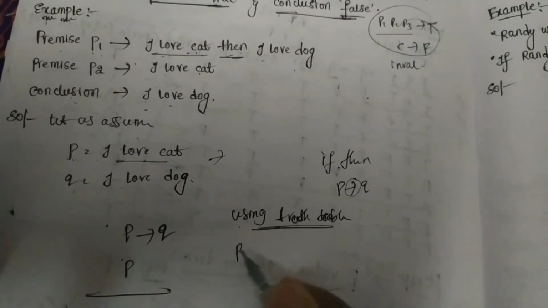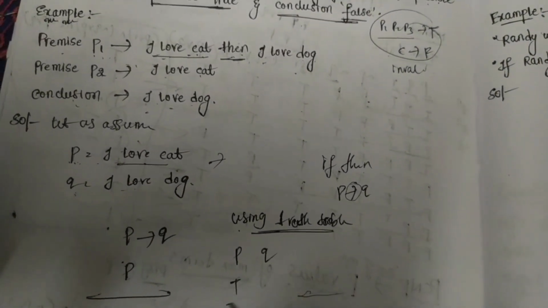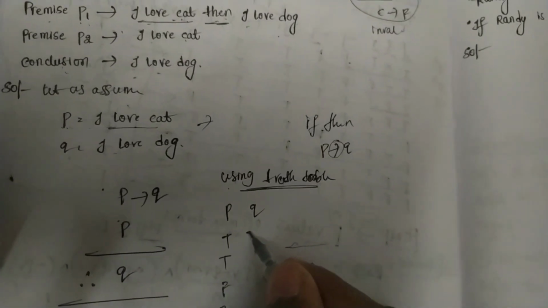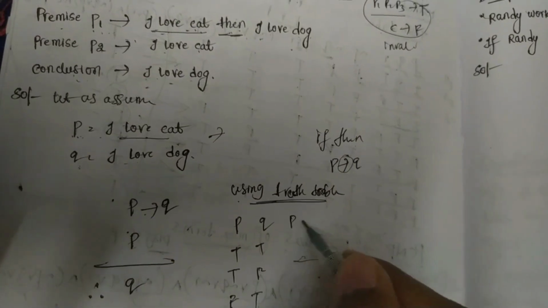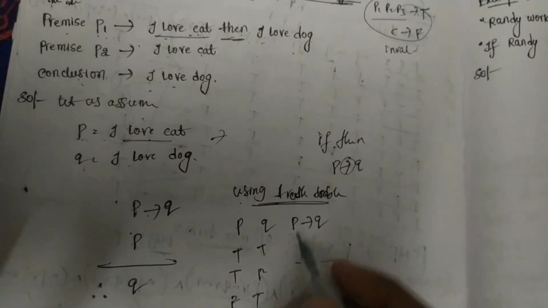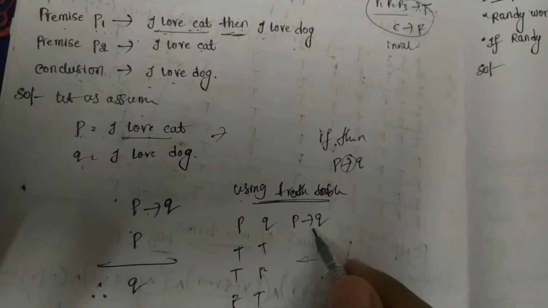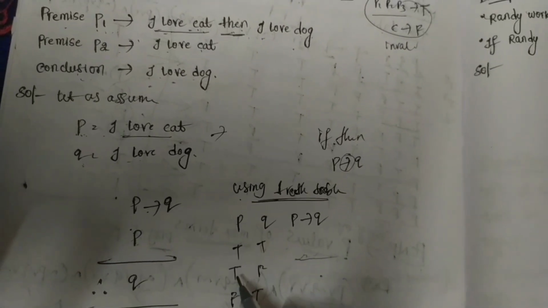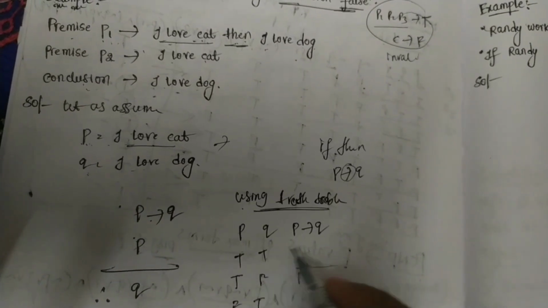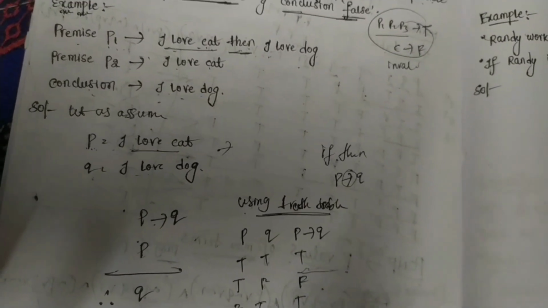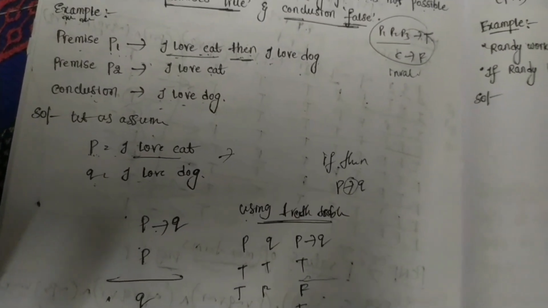Take P, Q. P is true, false. Q is true, false. Here, given first is P implies Q. P implies Q means, in the implication, if P is true and Q is false, then the whole statement is false. In other cases it will be true. We have learned that in the previous video also.